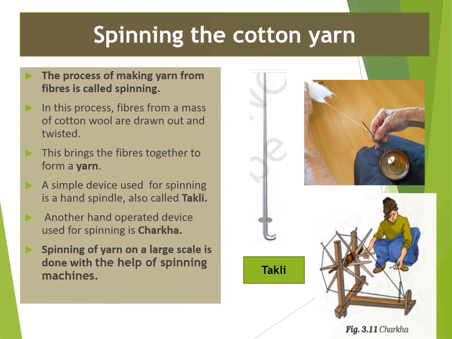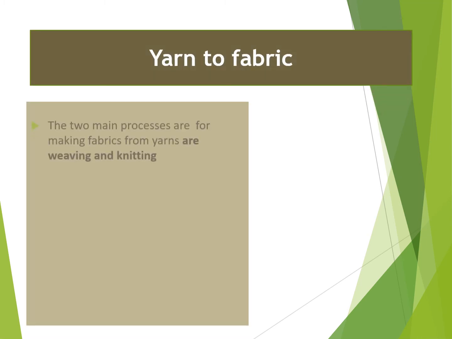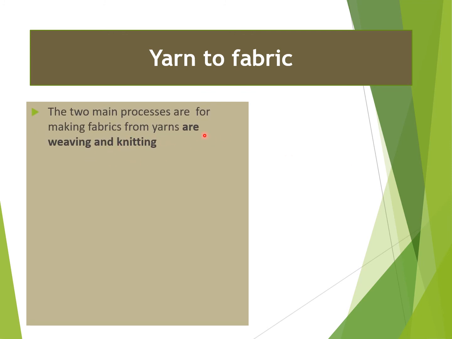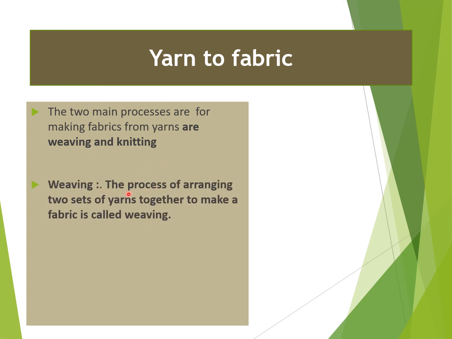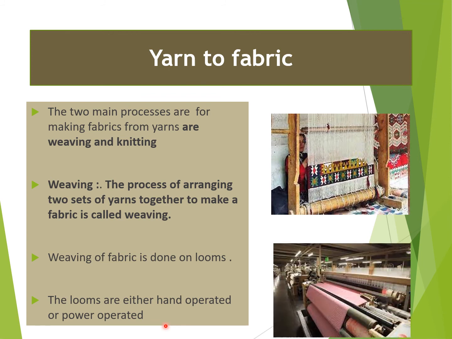So after the spinning of the cotton yarn, how is fabric made? We will learn how yarn is turned to fabric. The two main processes for making fabrics from the yarns are weaving and knitting. What is weaving? It is a process of arranging two sets of yarns together to make a fabric. This process is called weaving. And how is it done? Weaving of the fabric is done on looms. These are either hand operated or power operated. So this is the hand operation. Weaving is done on looms and these are the power operated looms.